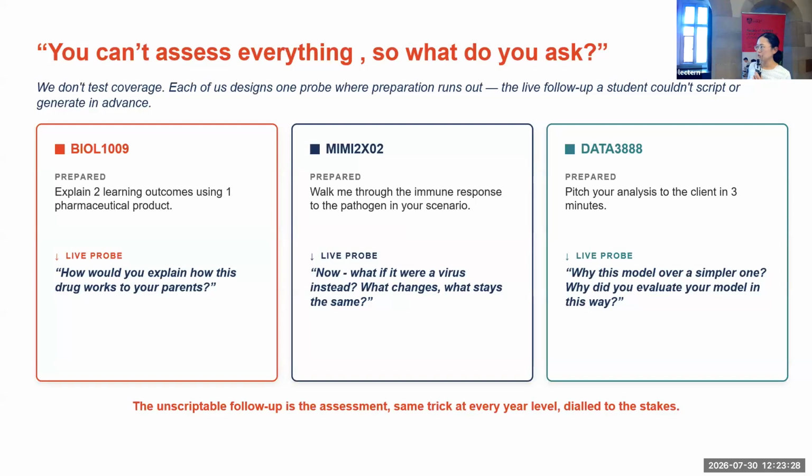So, last question for everyone. 5 minutes or 10 minutes is hardly enough to assess everything. So, how do you strategically ask questions that actually show you what the students are thinking? We've got one example each. Maybe we can start with Mike.